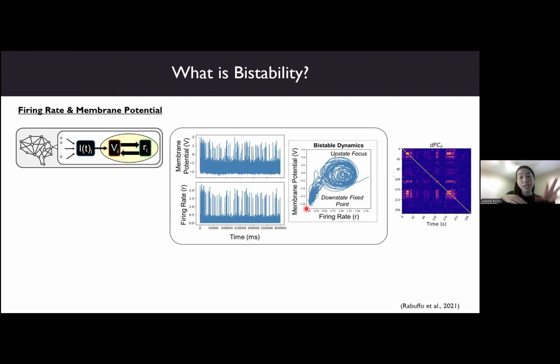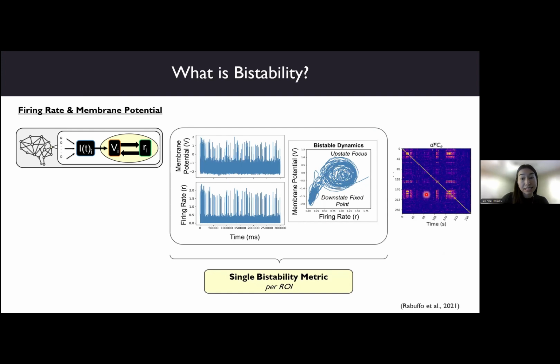So by simulating these regional bistability dynamics, we can actually ensure the functional switching behavior in our functional connectivity data. That's considered to reflect empirical dynamics and is related to cognition or cognitive flexibility. And from these time series, we can derive a single bistability metric for each region for every subject that essentially quantifies how much a particular region exhibits this bistable behavior.